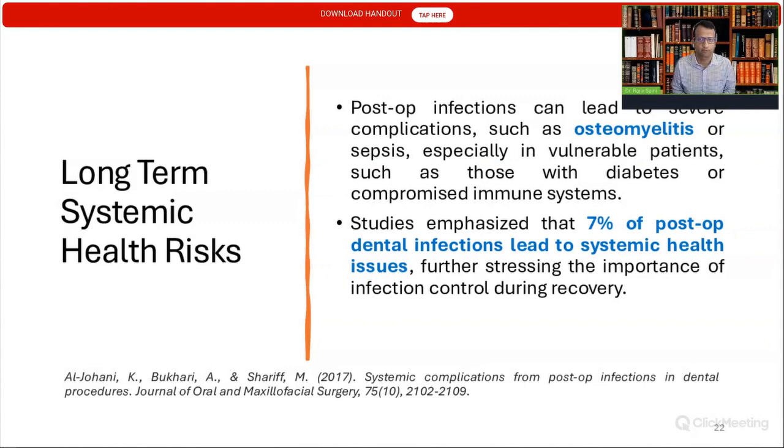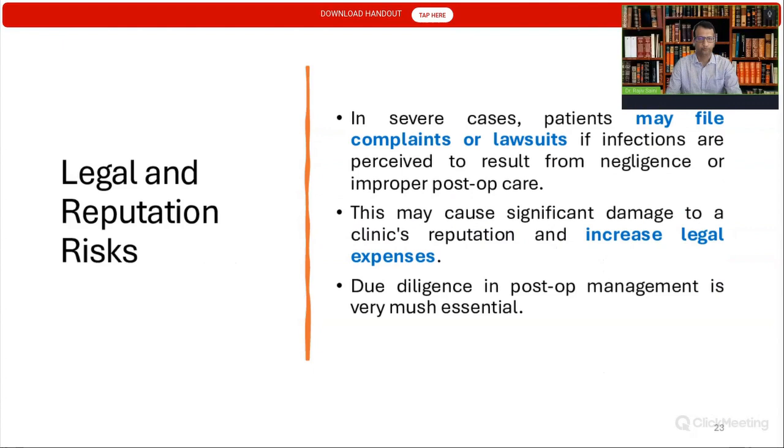That's a huge number, especially if we are dealing with a vulnerable population, such as cancer survivors or diabetes patients. So these numbers will go even higher. It is very important to understand that post-op infections are not confined to the oral cavity, but affect systemic health as a whole.